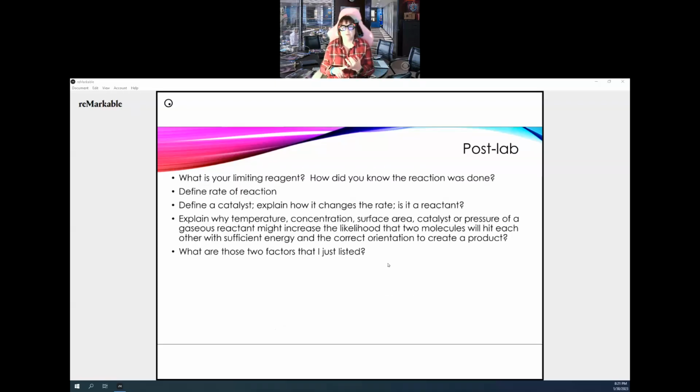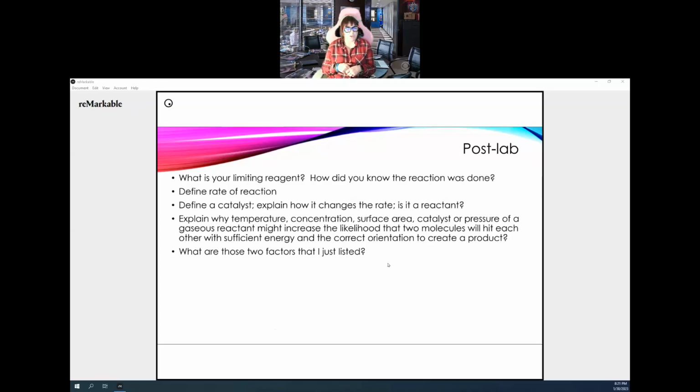We want to talk about what your limiting reagent was and how you knew that the reaction was done. We want to define the rate of the reaction, so change in concentration over change in time. Define a catalyst. Explain how it changes the rate. And is it a reactant?